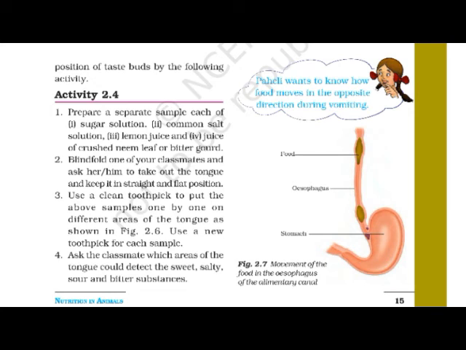It receives the food from the food pipe at one end. If we see the two ends of the stomach, we'll understand that one end receives the food from the food pipe, and the other end opens into the small intestine. It receives the food from the food pipe at one end and it opens into the small intestine at the other end. The inner lining of the stomach secretes, now see, very important.